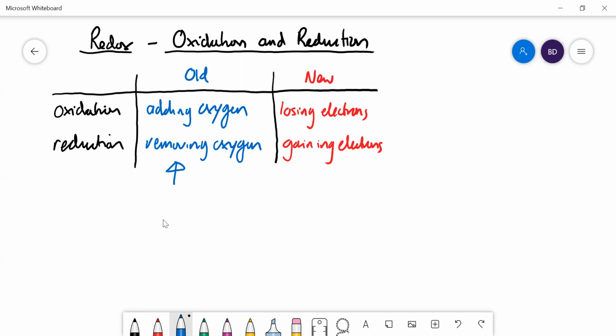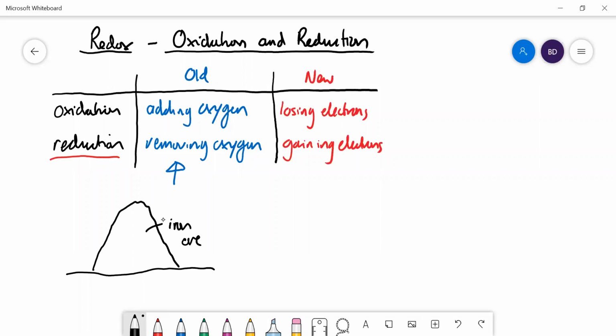Just a very quick word. Why do we use this word reduction? Where does that come from? Well, it's a historic thing. Originally, it comes from dealing with extracting metals. So this is iron ore. People didn't realize that it is iron oxide.